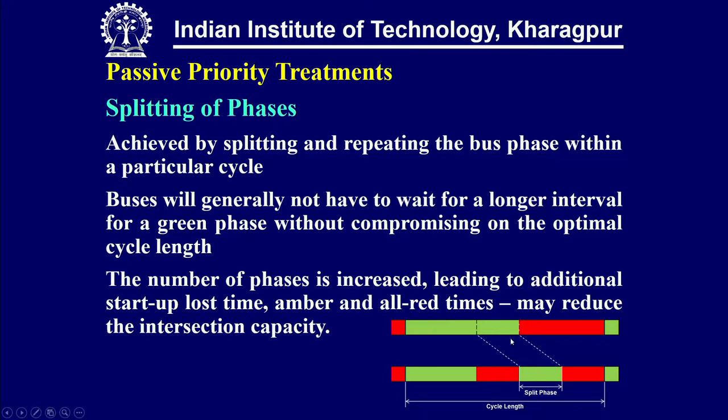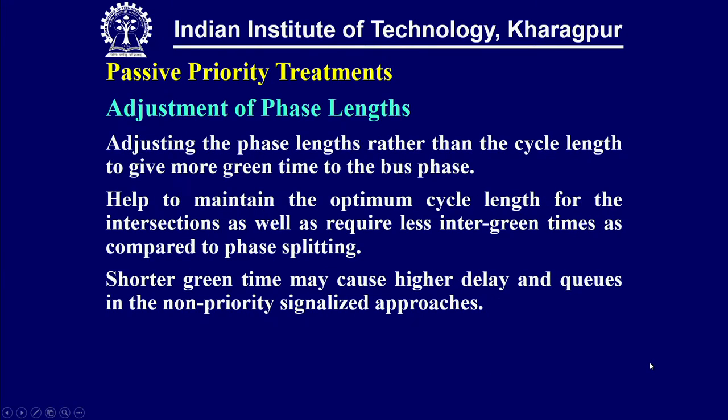So, that is also something you can do, but again there are plus and minus with every system, and there are certain things which you have to keep in mind. Adjustment of phase length, that we can do. So, adjusting phase length rather than the cycle length to give more green time to the bus phase. It helps to maintain the optimum cycle length for the intersection as well as require less intergreen time. Shorter green time may cause higher delay and queues in the non-priority approach.